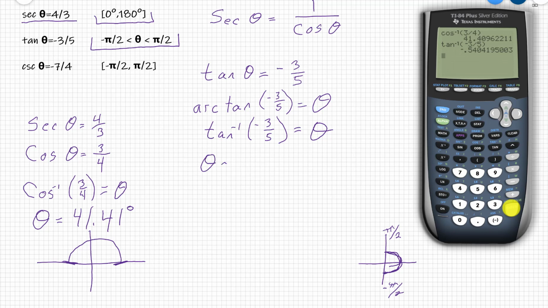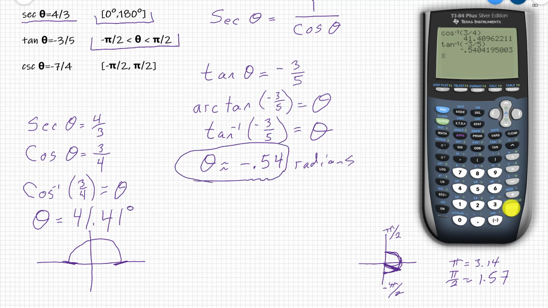Theta is about -0.54 radians. Now that looks weird, but if we think about it, a full pi is 3.14, and the pi/2 is about 1.57. So -0.54 would be somewhere in this area. Maybe not quite that far down. But this is our answer. Theta is approximately -0.54 radians.